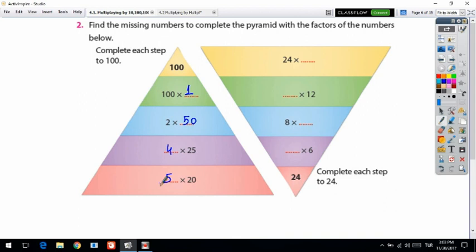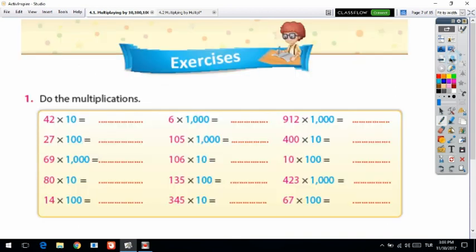Now let's look at this one. Complete each number to 24. So easy, because it's coming from the multiplication table. How can you get 24 from 6? 4. How can you get 24 from 8? 3. How can you get 24 from 12? 2. How can you get 24 from 24? It means 1.